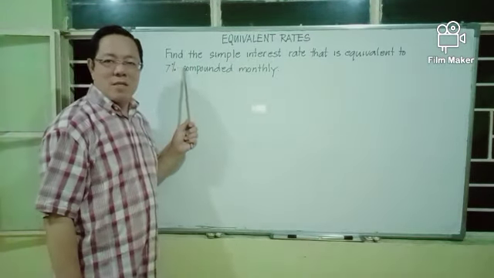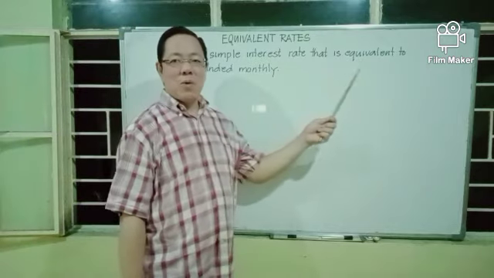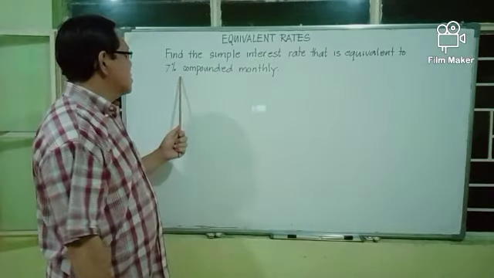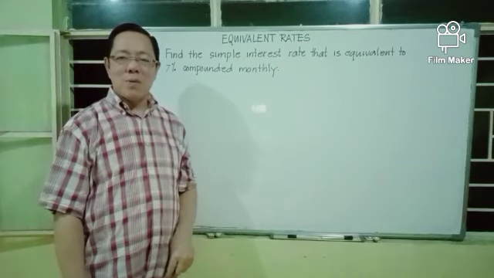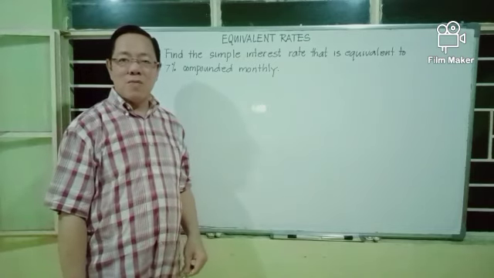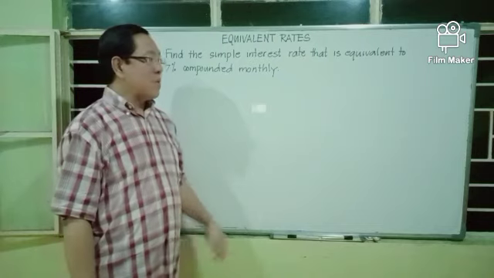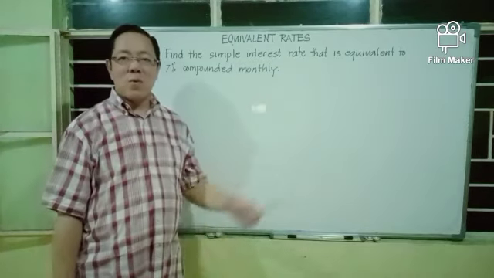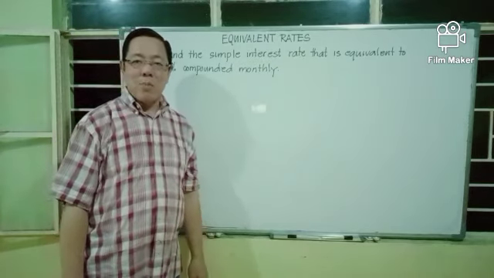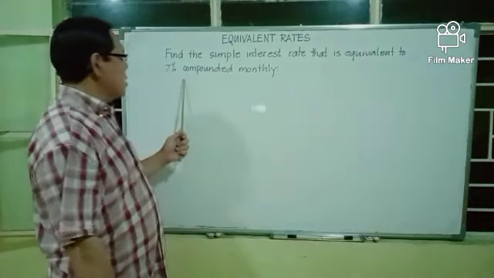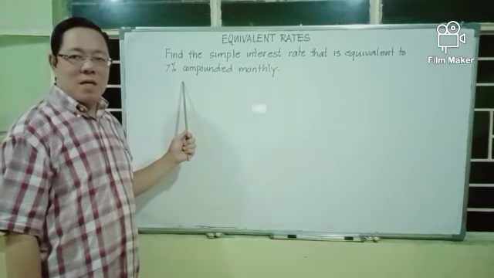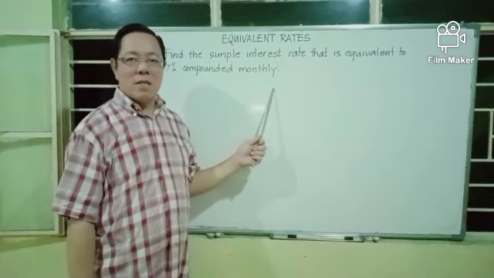Find the simple interest rate that is equivalent to 7% compounded monthly. In this problem, two interest rates are involved. We have the unknown simple interest rate that we want to find, and the simple interest rate is equivalent to the given compound interest rate of 7% compounded monthly.